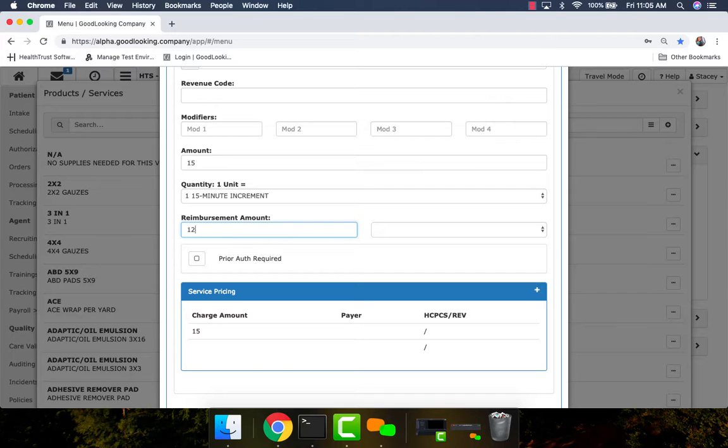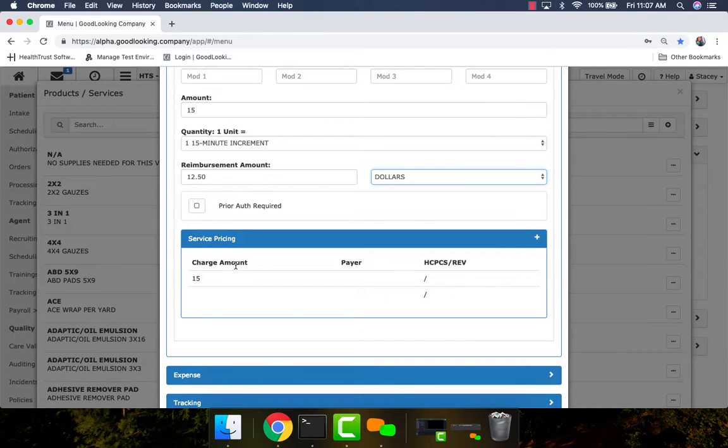So in this case, if you get paid $12.50 per 15-minute increment, and you have that company setting for automatically posting contractual adjustments, for every unit that you bill, we will put in a bill transaction of $15, but we'll automatically put in a contractual adjustment of $2.50 so that your AR reflects the appropriate $12.50 balance.